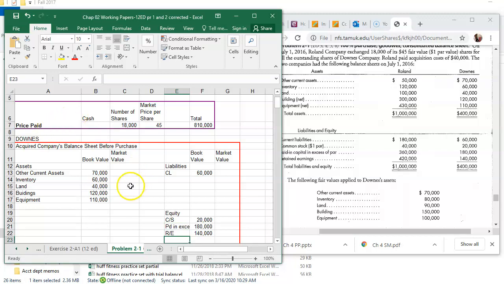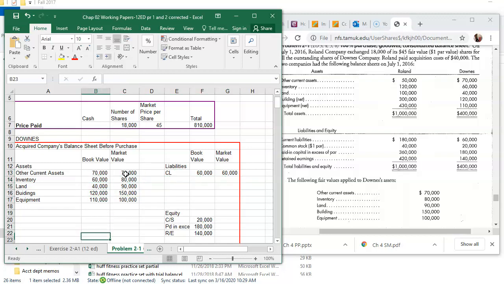Okay, then they tell us the fair value of Downs' assets. So this is still 70, inventory should be 80, land should be 90, the buildings are 150, and the equipment is 100. And the liabilities stay the same.